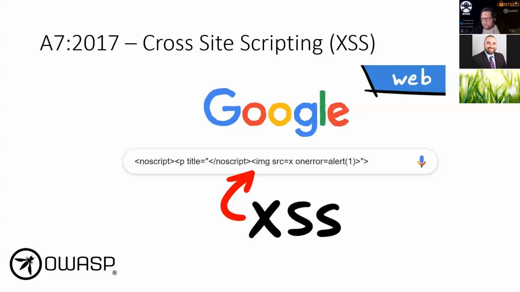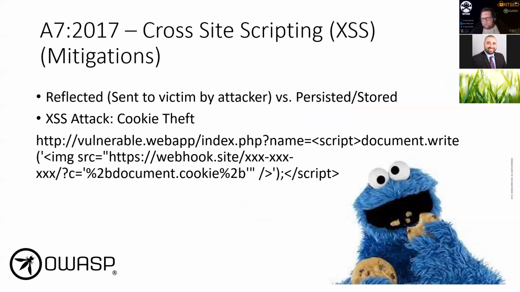That's kind of cool. But there's reflected, which is sent to a victim by an attacker. Let's say I send you a malicious URL with maybe a link to something that gives me your cookie. Or what I would do is throw this URL inside a site or in a database table so that when the site pushes it up, it takes the cookie and sends it somewhere else. There's an actual XSS attack called cookie theft, where it pushes to a different site. Maybe this is where the cross-site scripting name comes from.